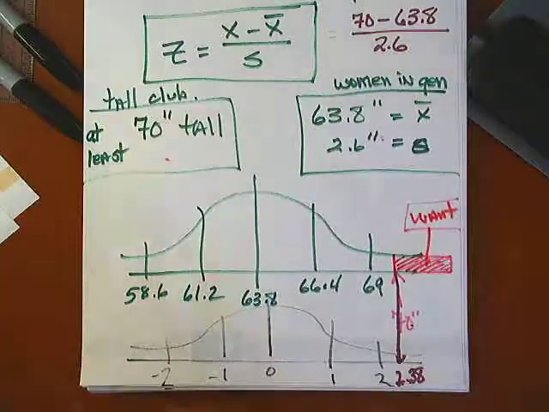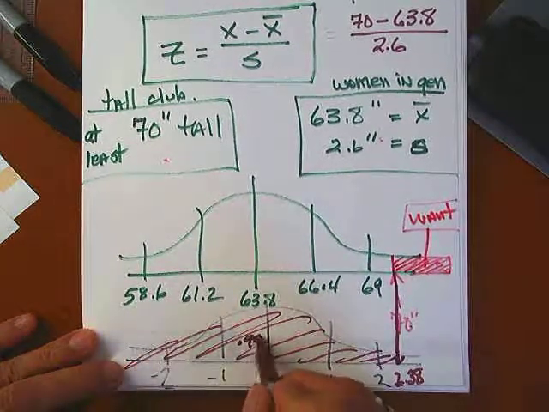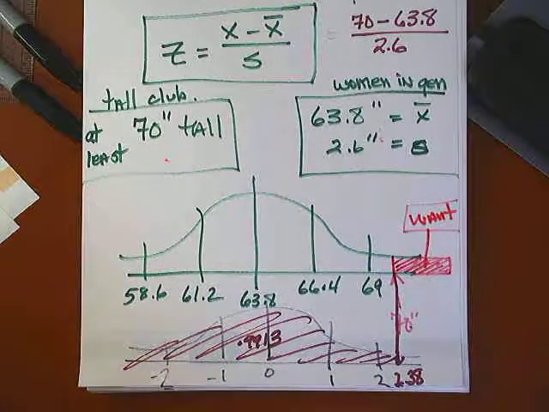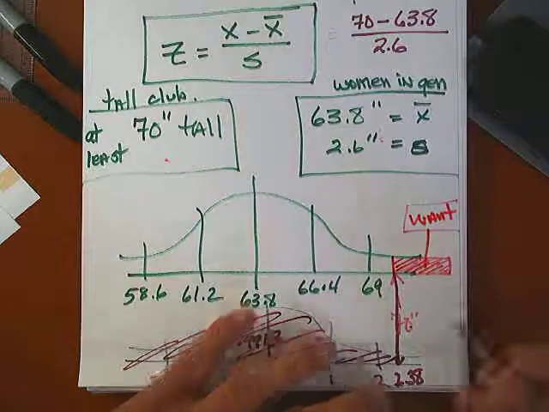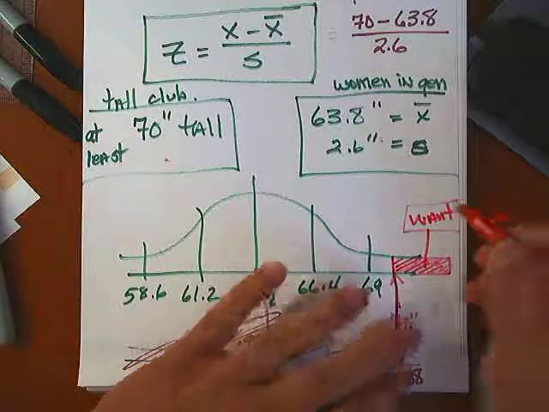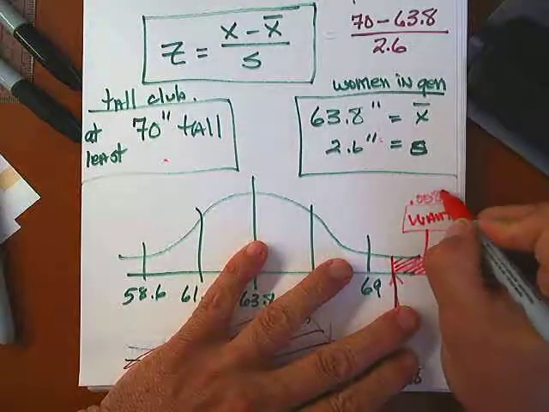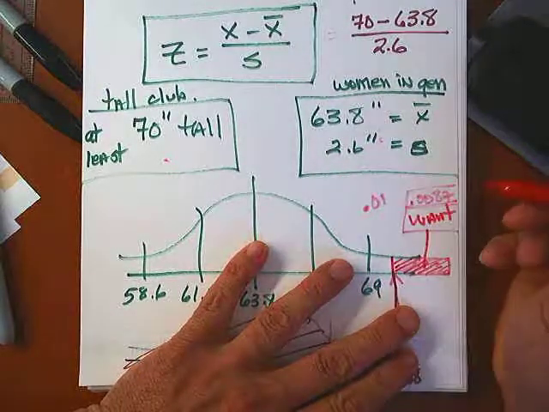70 minus 63.8, and divide that by 2.6, and that gives us 2.38. So our 70 translates to a z-score of 2.38, and that's the difference between 6.2 and 6.3. Now you go to your handy dandy 2.38.